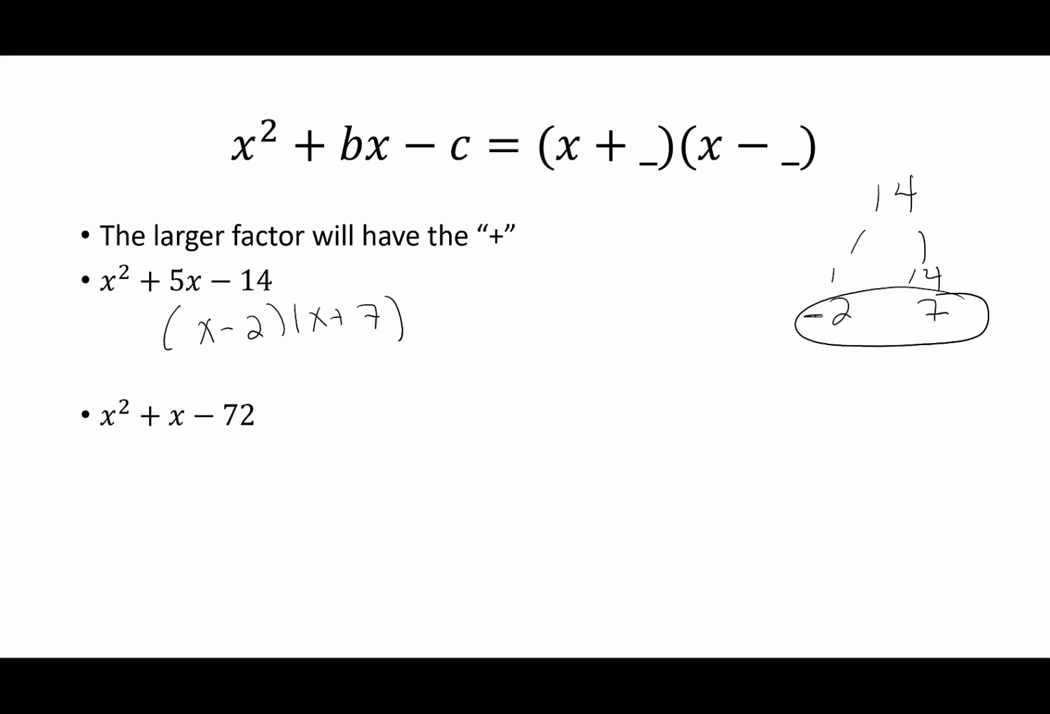Let's try one more like that. Here I have negative 72. So you start thinking through your factors of 72, and hopefully you come up with 8 and 9. 9 is bigger, so I write a positive. 8 is smaller, I write a negative.